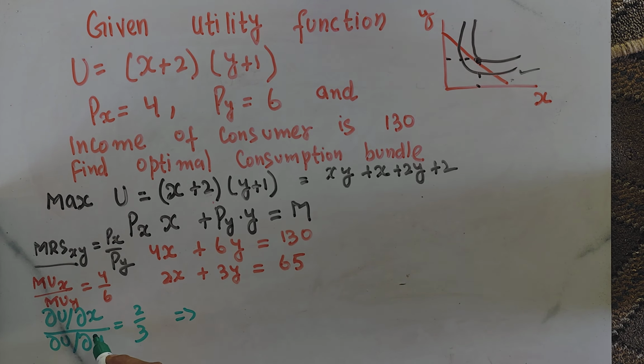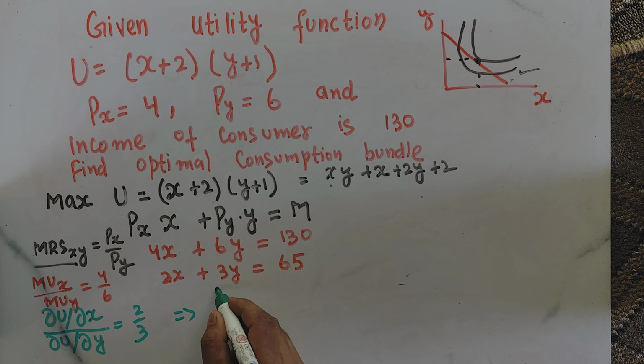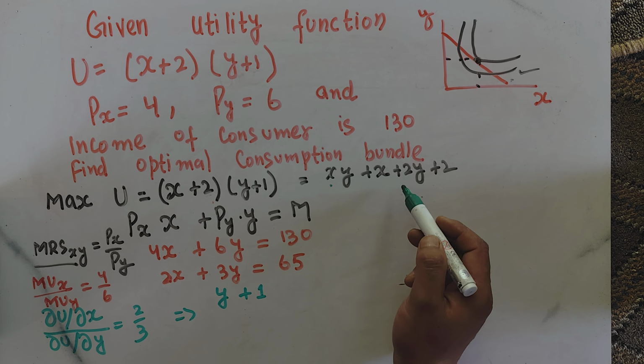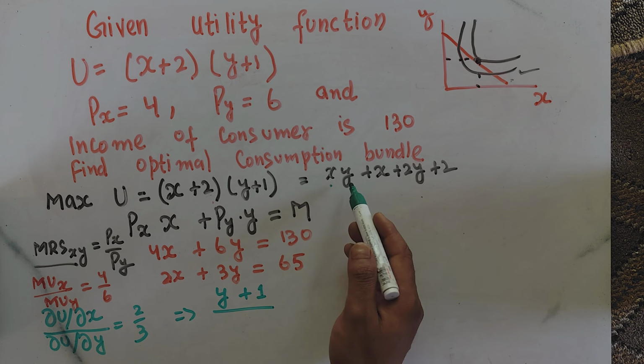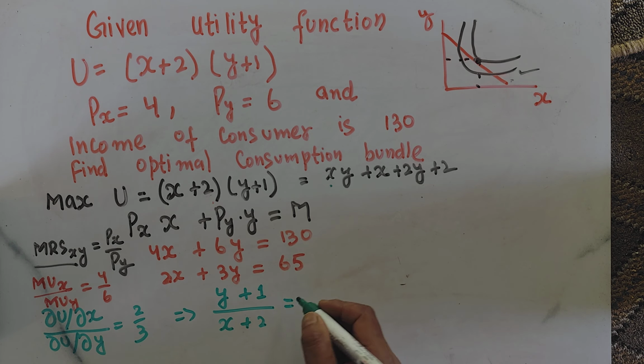This implies dU/dx, the derivative of this function partially with respect to x. The derivative of xy is y, plus the derivative of x in the second term is 1, and the derivative of the last two terms is 0 because we are taking the derivative with respect to x. Divided by the partial derivative with respect to y this time. The derivative of xy is x, plus the derivative of x is 0 because we are taking partials with respect to y. The derivative of 2y is 2, and the derivative of a constant is 0. We equate this with the slope of the budget line.